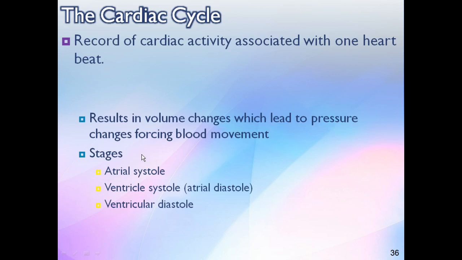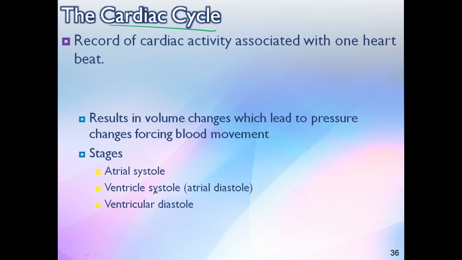So the record of the activity of the heart that repeats over and over every time an action potential travels through it is referred to as your cardiac cycle. Your cardiac cycle typically requires about 0.8 seconds on average. And what we see happening is we have a series of events where we start with atrial contraction, followed by atrial relaxation.